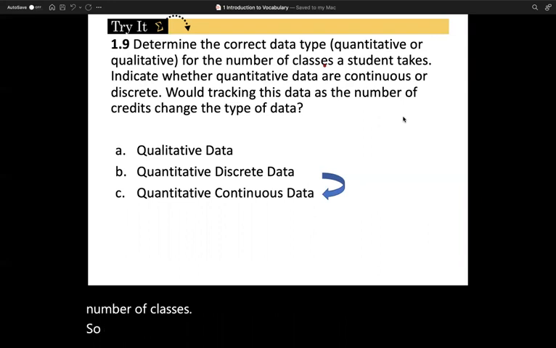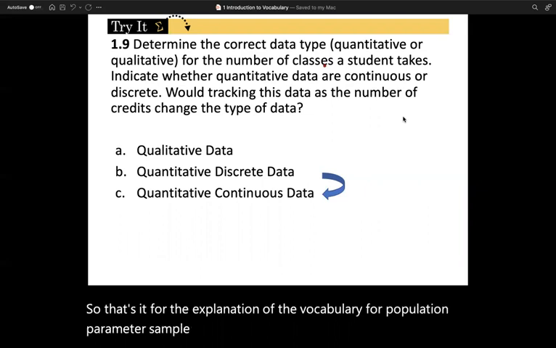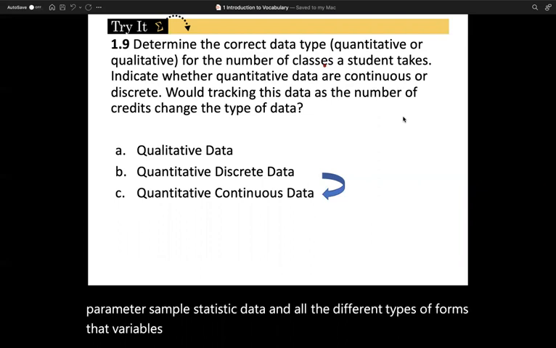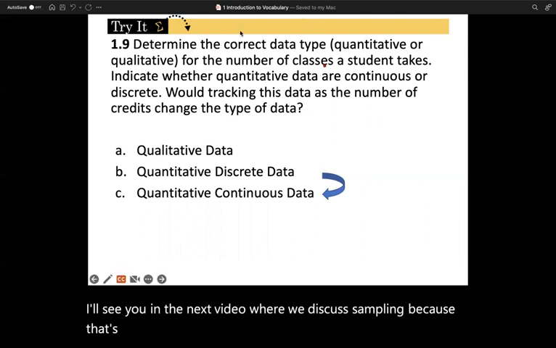So that's it for the explanation of the vocabulary for population, parameter, sample, statistic, data, and all the different types of forms that variables and data can take on. I'll see you in the next video where we discuss sampling, because that's really important to ensure that we actually get a subset of the population. I'll see you there.